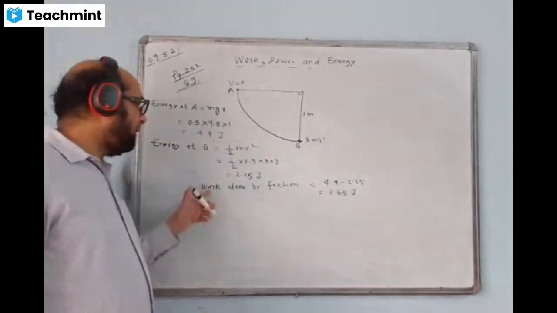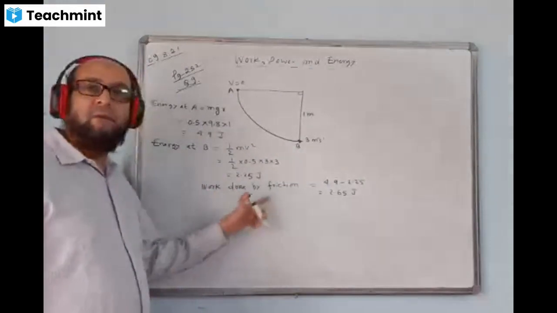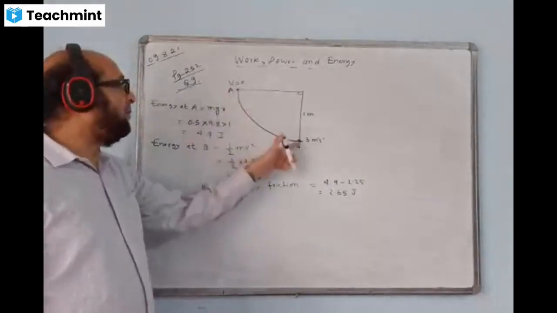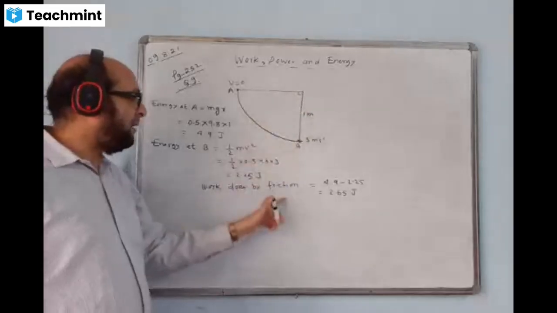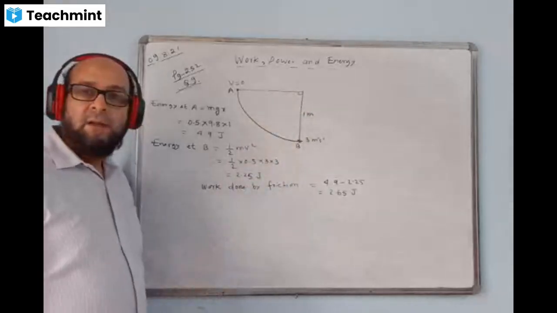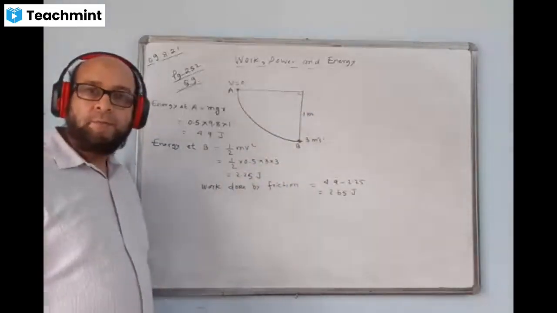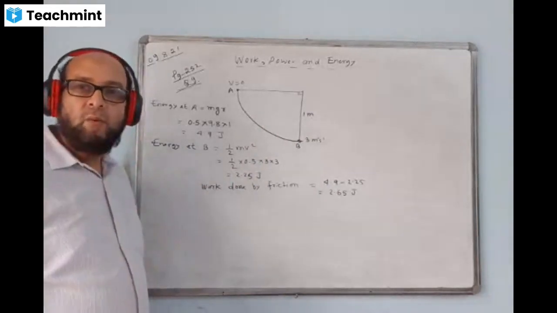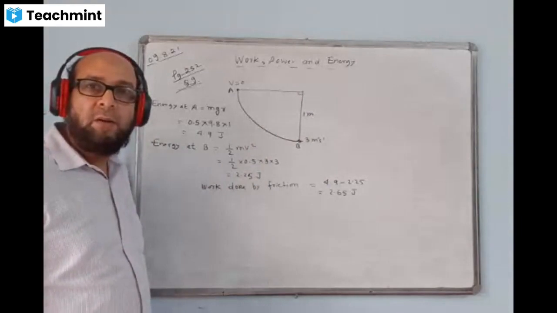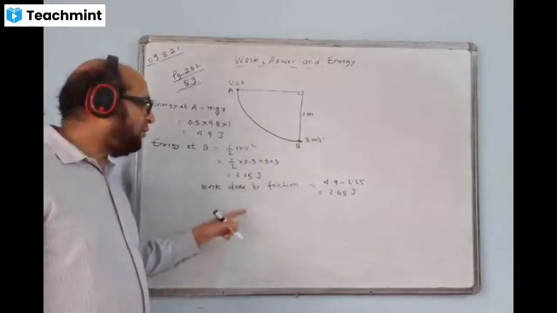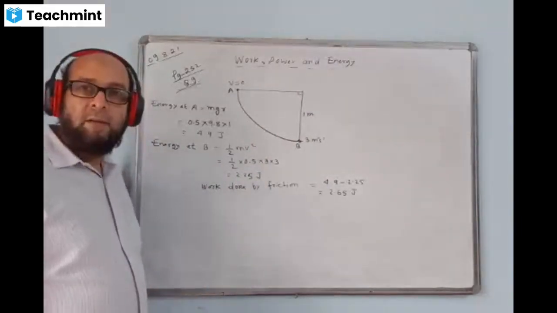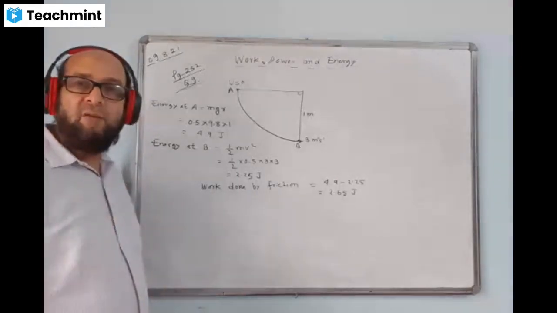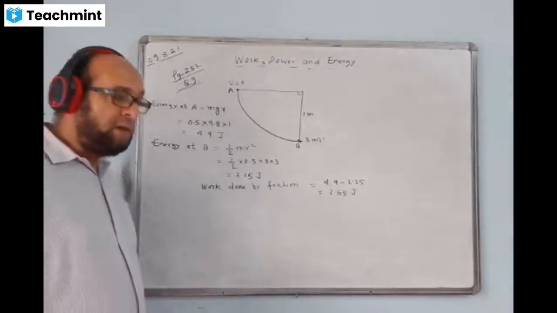Work done formula is force into displacement. Displacement from here to there. What is the displacement? This is the displacement, 1 meter. So the force of friction will come out. And if they ask you to calculate the value of mu, that is the coefficient of friction, then we can write F is equal to mu N, or mu into mg, and you can calculate the value of mu also, if the question is asked.